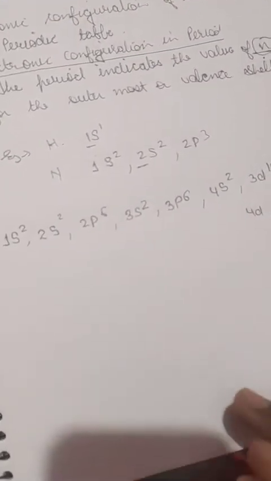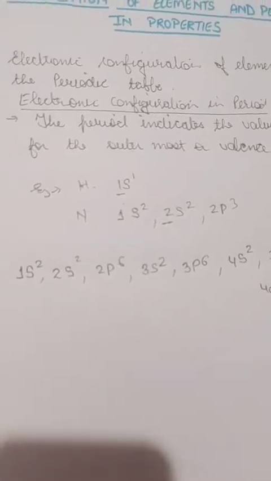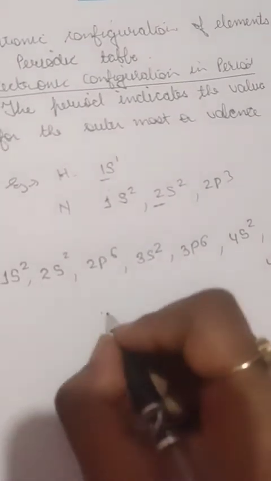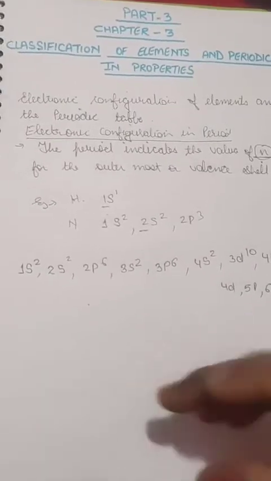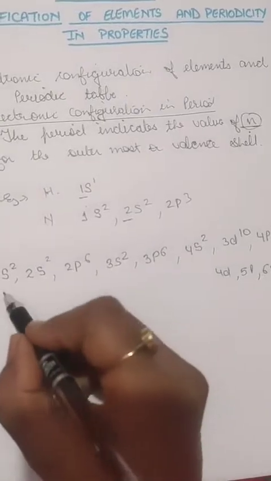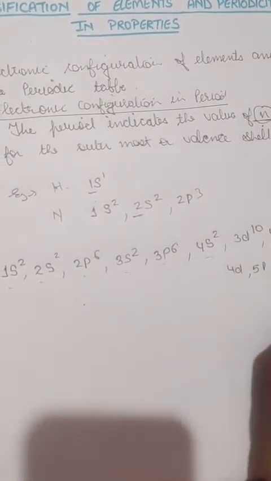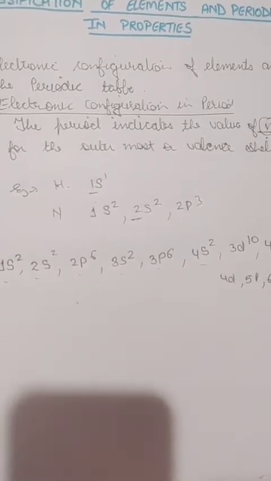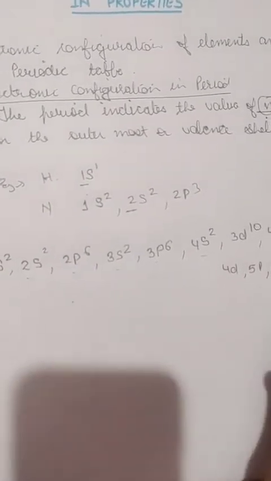There's a technique to find it out. You will write all these shells. This is the order in which the orbitals are filled. The electron enters the orbital, and in the orbital there are subshells. So all these are the subshells.